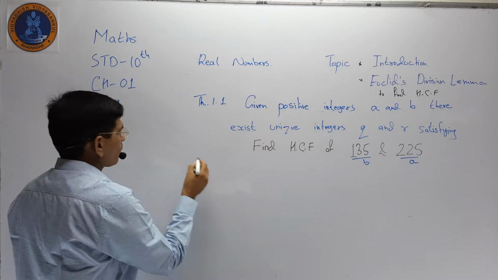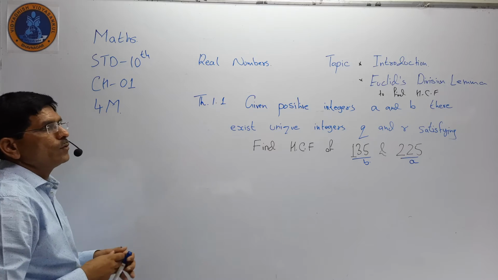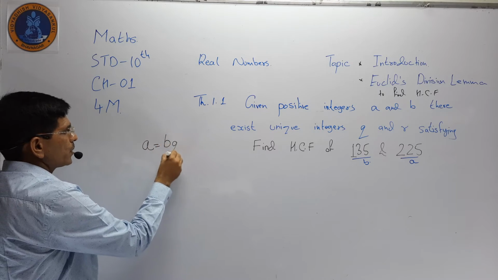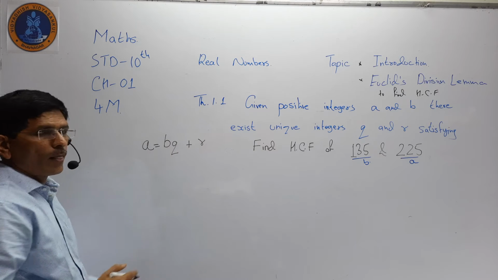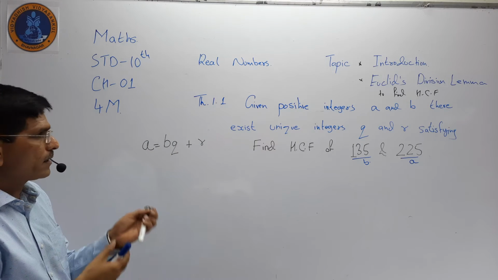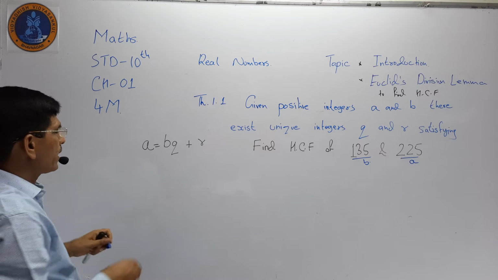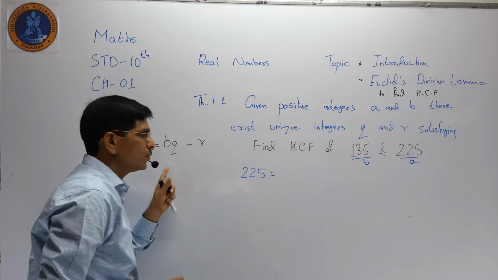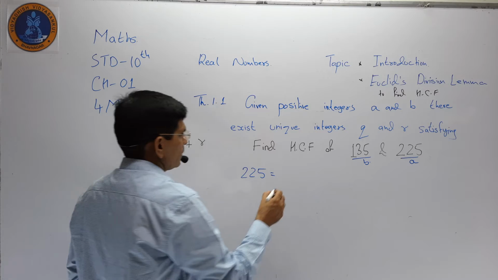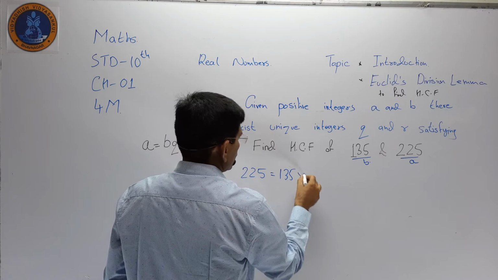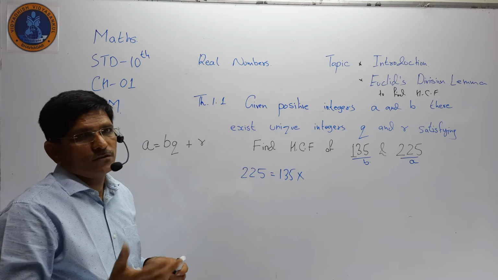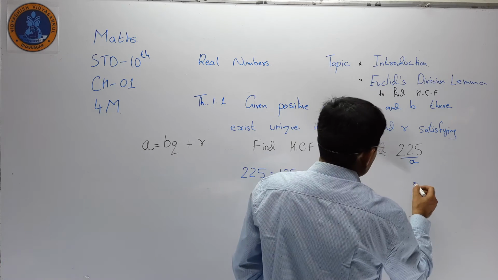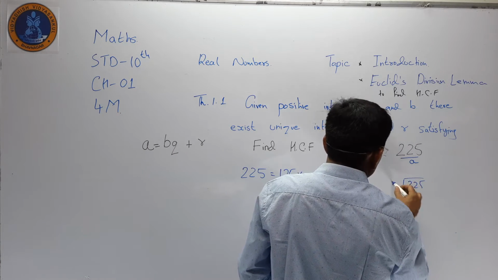So what is the first step? Always remember A is equal to BQ plus R. Now 225, so I have to write 225 is equal to B, that is 135, into Q, that we don't know, but we have to divide 225 by 135. So I write 225 by 135.